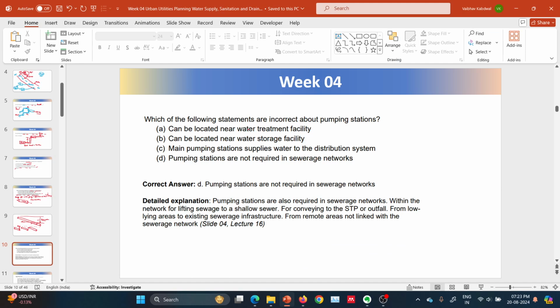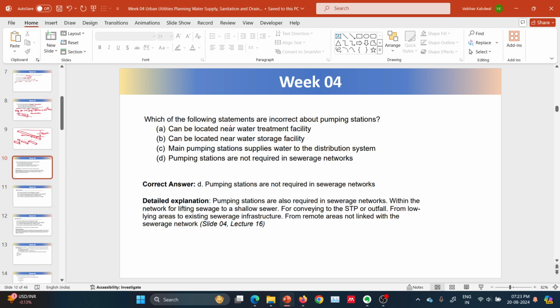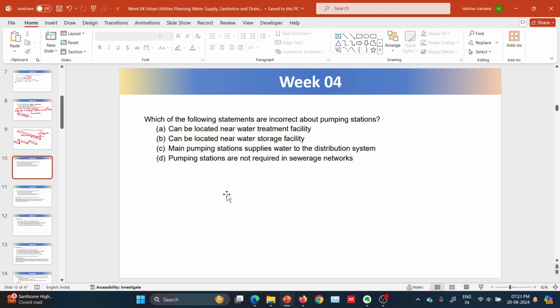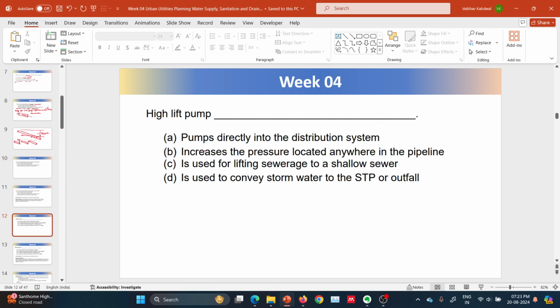Which of the following statements are incorrect about pumping stations? This is the high lift pump. High lift pump pumps directly into the distribution system. Pumps which directly send water to the distribution system increase the pressure located anywhere in the pipeline.